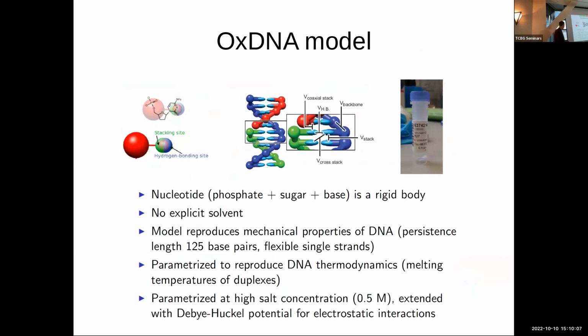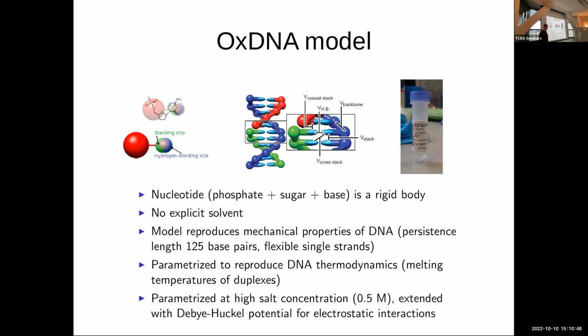This oxDNA model was originally developed by Tom Ouldridge during his PhD, and I joined when he was just finishing, and I took over some of the parameterization tasks and implementing it for the CUDA and CPU simulation package. The general philosophy behind the model is the following. The rigid body is basically a sphere, but the sphere has multiple different interaction sites. There's the backbone interaction site, which connects to the nucleotide on the same strand with basically a FENE spring potential. And there are the stacking and hydrogen bonding sites, which interact with other sites through empirically designed potentials.